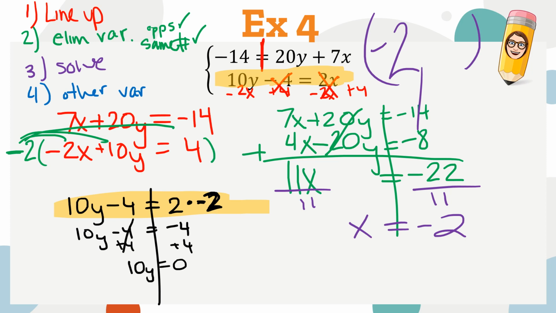That's okay. Keep going. Instead of times 10, let's divide by 10. That means y is 0. 0 is an okay answer. Don't think you're wrong. 0 is a number and a solution.